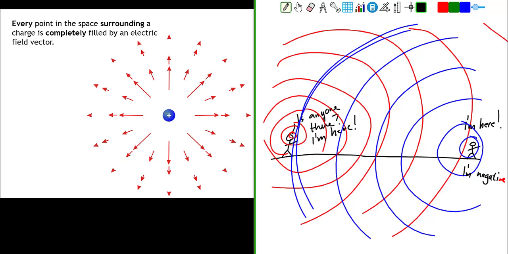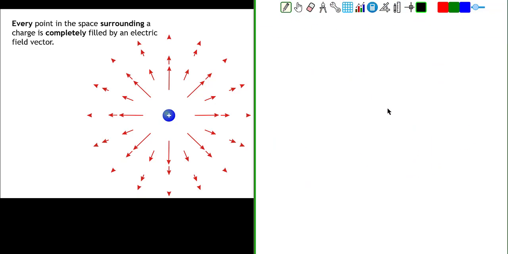Now, you don't need another person for you to say, hey, is anyone out there? I'm here and I'm positive. You don't need anyone else in space to hear that message, but you're still going to send it. The electric field is like that. Let's say we have that positive charge.